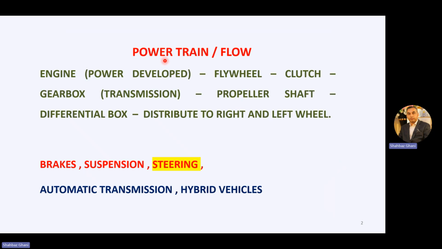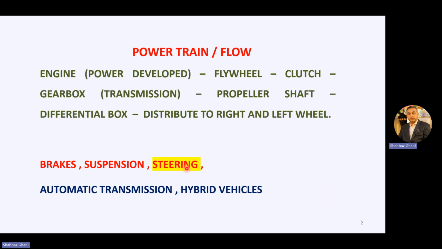The power flow or the powertrain of a conventional rear-wheel drive vehicle, in which we have the engine from where the power is developed, then goes to the flywheel, then clutch assembly and the gearbox, transmission, propeller shaft, differential box, and then distributed to the right and left wheel, which we have covered in our previous chapter, along with brake and suspension topics. Now today's topic is the steering system, and we have covered the first part.